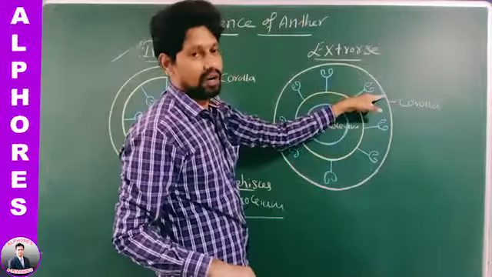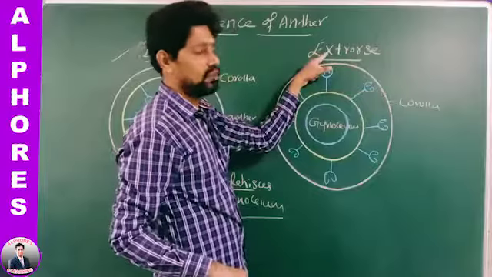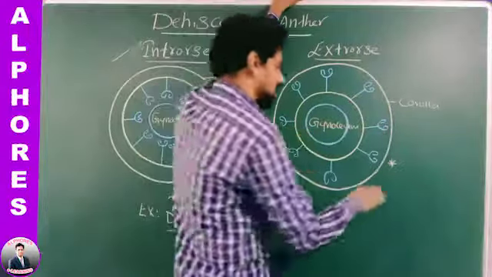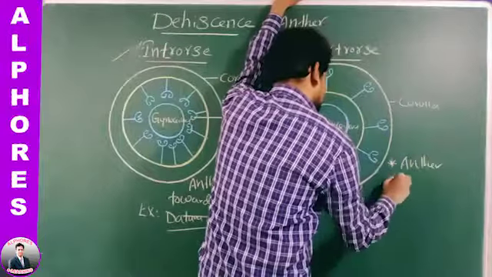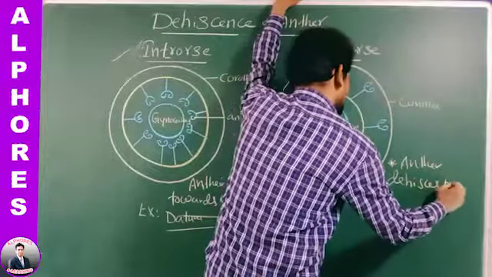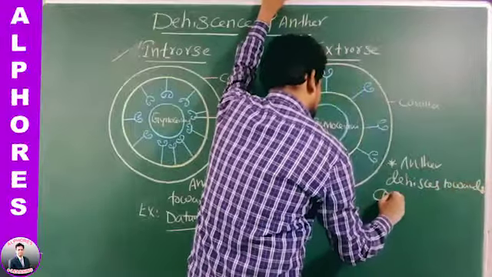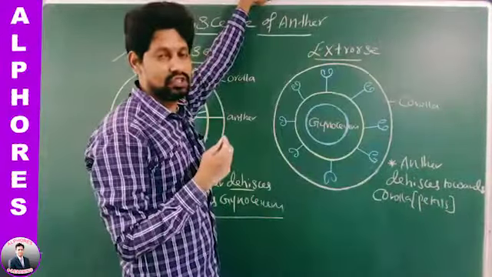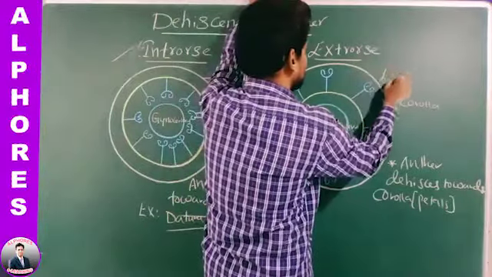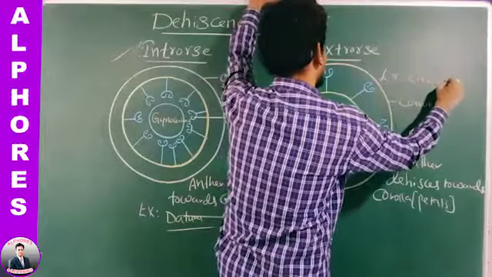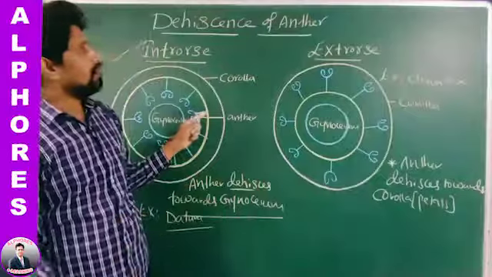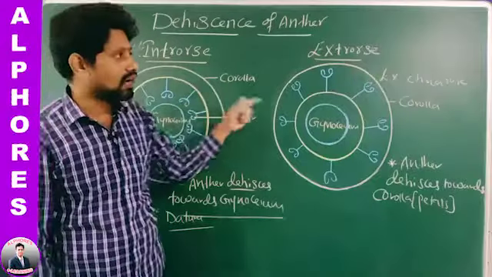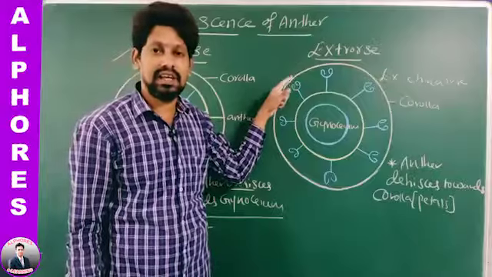Anther is dehiscing towards the corolla. This is extrorse. Extrorse means outside. What is towards the outside? Corolla, but not gynoecium. Therefore, anther dehisces towards the corolla, that is nothing but towards the petals. This is called extrorse. The example for extrorse is China rose. This is about dehiscence of anther. Anther dehisces either towards the gynoecium, that is introrse, or towards the corolla, that is towards the petal, that is extrorse.